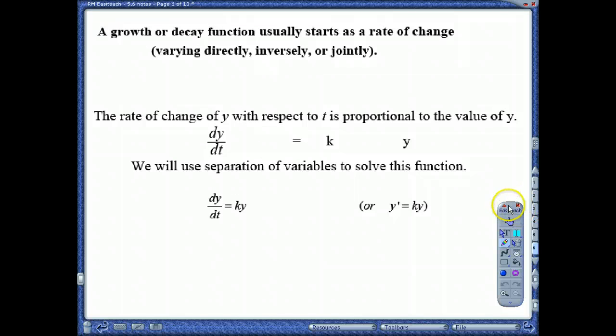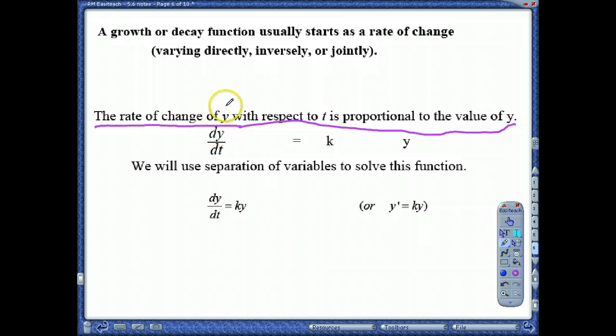Okay, a growth or decay function usually starts out as a rate of change, and that makes sense. So they may start off with this sentence here. This is what they're going to start with, and then we have to write out the equation. Whoa, my line got a little out of control there, kids. Look out. So they give us an equation, or they give us a sentence. We write out the equation.